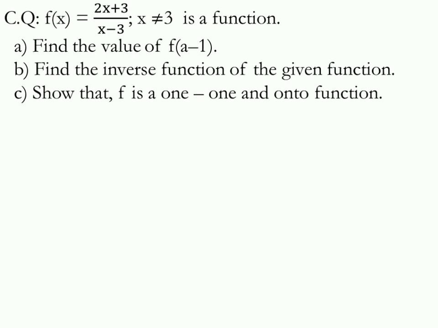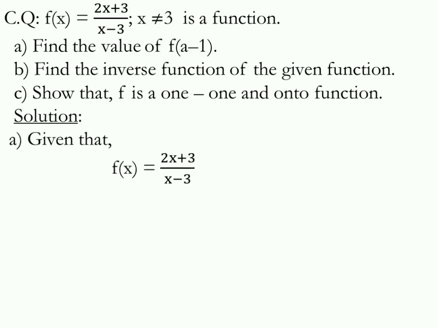Now here is a creative question. f(x) equals (2x + 3) divided by (x - 3), where x is not equal to 3, is a function. First of all, in part A, find the value of f(a - 1). B, find the inverse function of the given function. And C, show that f is one-one and onto function. So these three questions we have to do in a creative question. As we know, there are 3 parts in a creative question. Now let us solve the 3 parts.